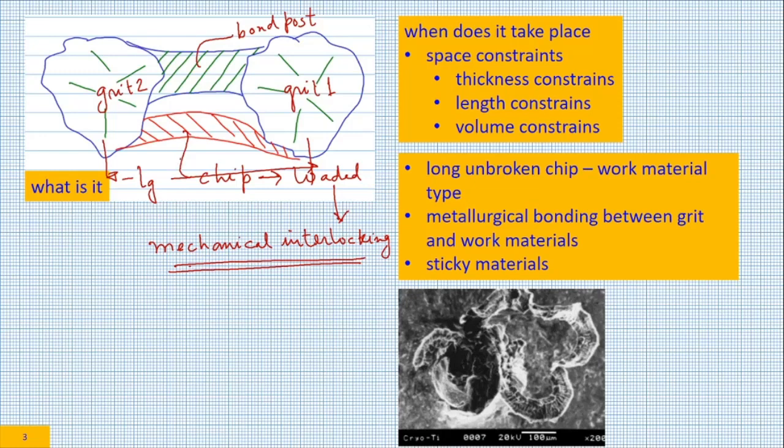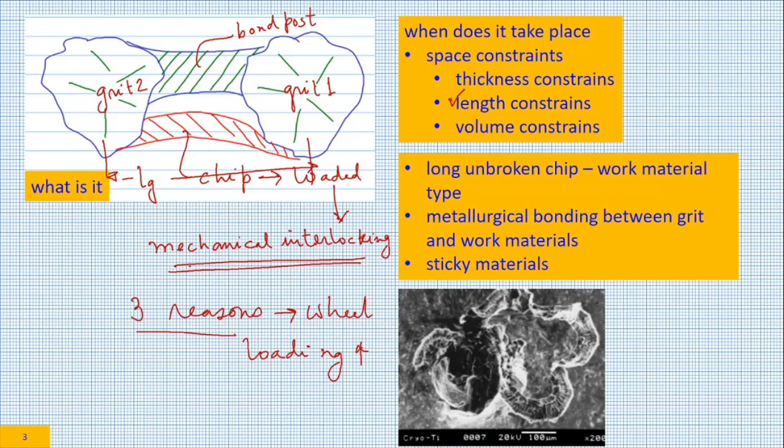Now, why does it happen? There are three constraints. If they are violated, then wheel loading takes place. So there are three reasons. If they are violated, then the chance of wheel loading goes up. This is a probabilistic analysis. So I would say the chance of wheel loading goes up. What are those three reasons?